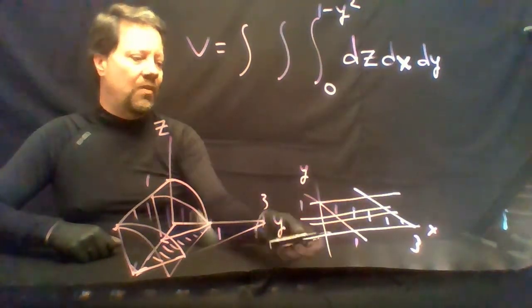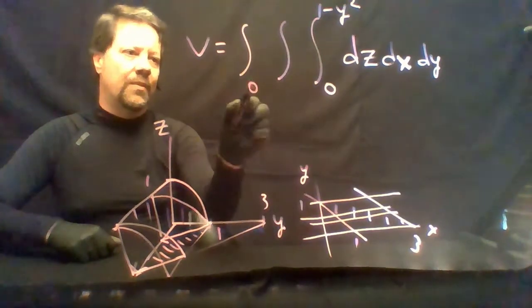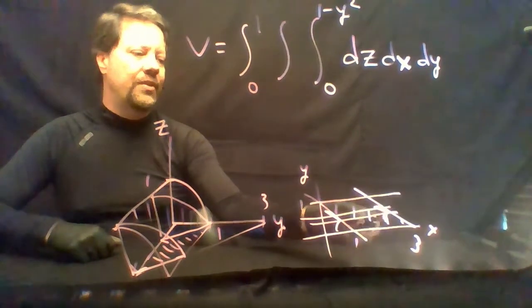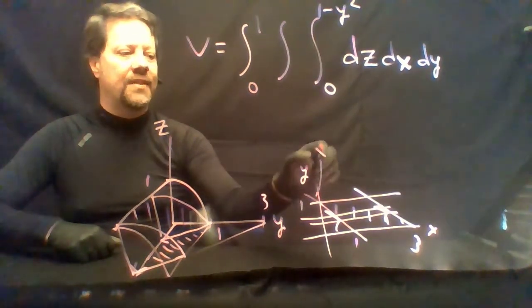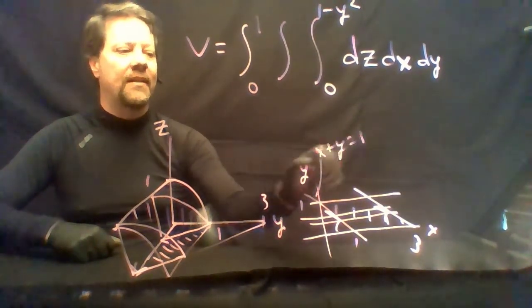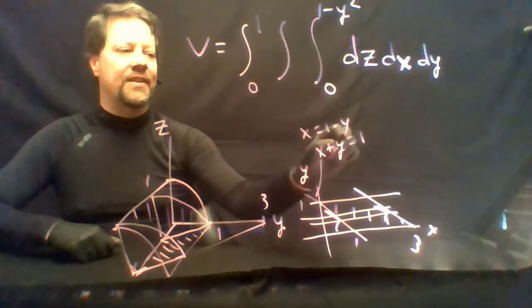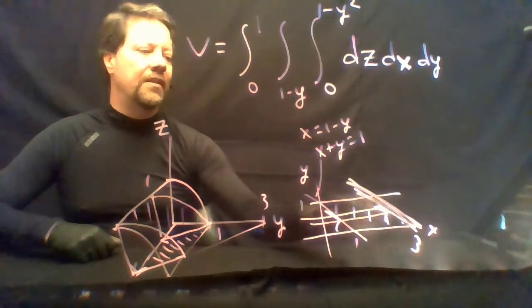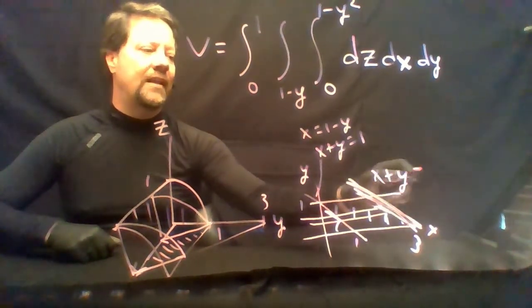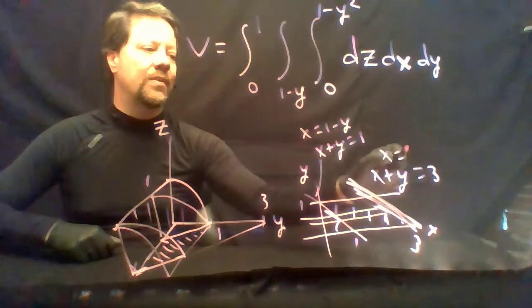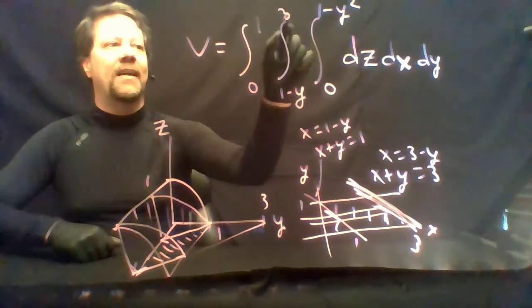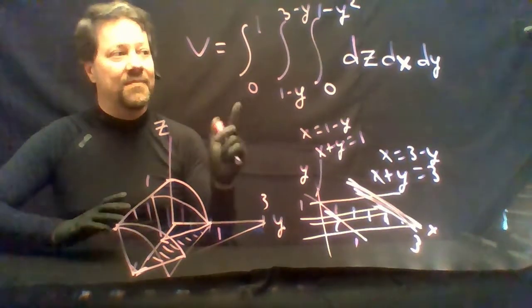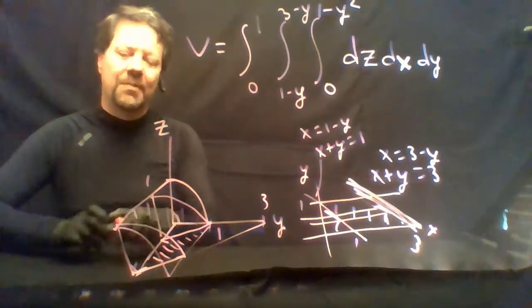Then the y-coordinates will go from 0 to 1, and the x-coordinates will go from lower curve to upper curve. Remember, the lower curve was x plus y equals 1. That's x equals 1 minus y. That's the lower curve. This upper curve was x plus y equals 3, or x equals 3 minus y. And that gives us the upper limit of integration. This will give us the volume of that solid.